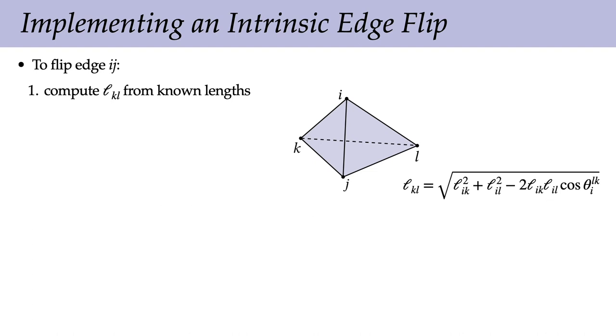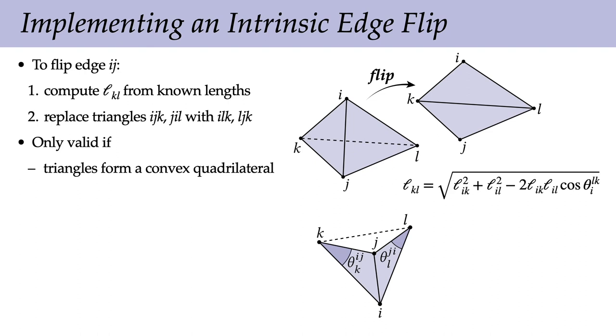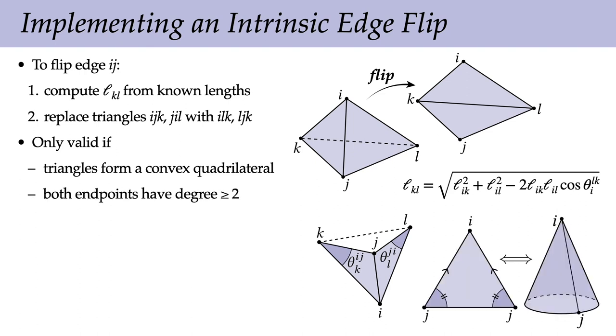How does this really work? Well, to flip an edge ij, what we're first going to do is compute the length of the opposite diagonal from the known lengths. We're going to update the connectivity. Okay, and that's it. We're done. This edge flip, by the way, can only be performed under two conditions. First of all, the two triangles have to form a convex quadrilateral. Second, the endpoints of the edge that we're flipping have to have degree at least two.